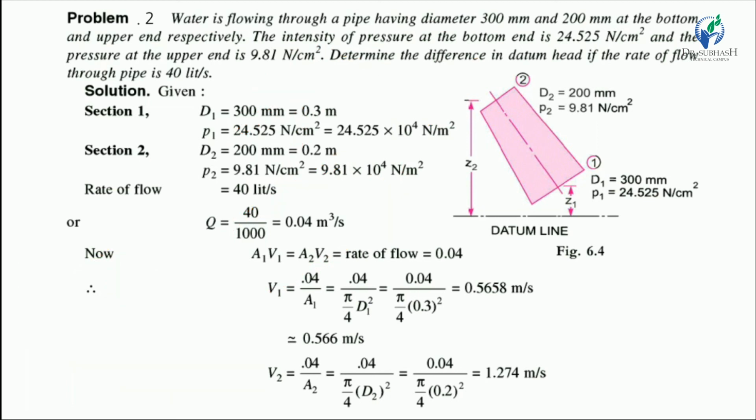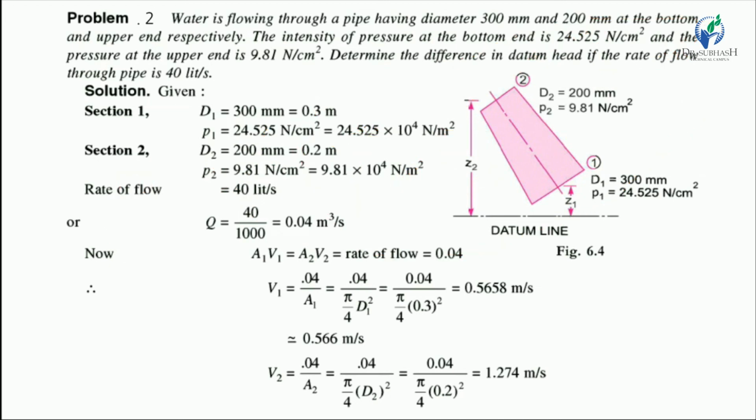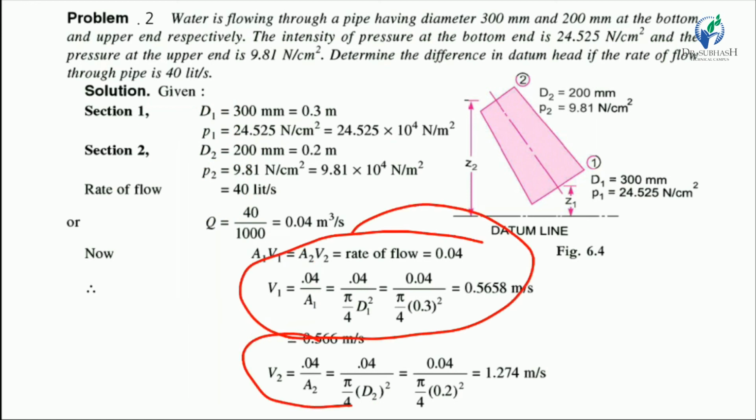So again we have to apply Bernoulli's principle at section 2 and section 1. We have the values of pressure but we don't have the velocity. So again we have to find out the velocity V1 at section 1 and V2 at section 2.